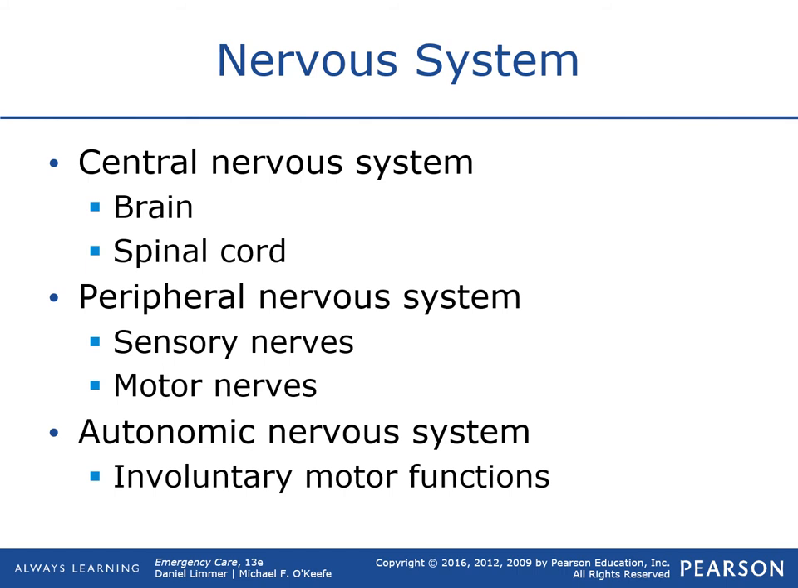I can't control my heart rate by myself just saying, hey, heart beat faster, or tell my stomach to digest food or not digest food. So that's all part of your autonomic nervous system, because it automatically happens. Your autonomic nervous system can also be divided into two different types of systems. You have your sympathetic and then your parasympathetic nervous systems.